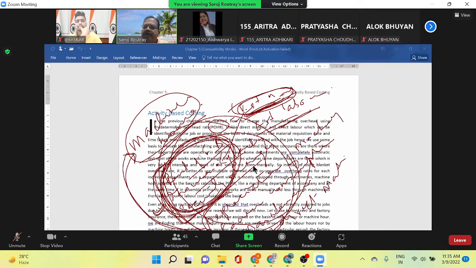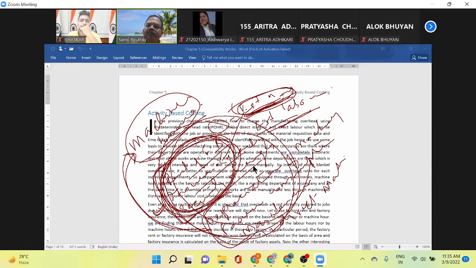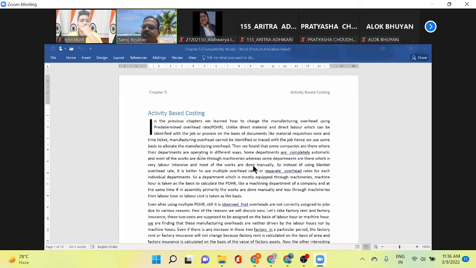Okay, and that will lead to undercosting and overcosting, and we all know what the problem is with undercosting and overcosting. If undercosting happens with some of the products, overcosting will happen with other products because your total cost remains the same. If you are not charging enough to some product, you will be charging more to some other product. So if undercosting happens, then overcosting will also happen.